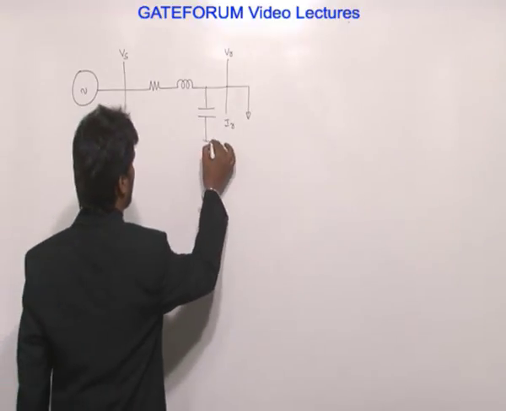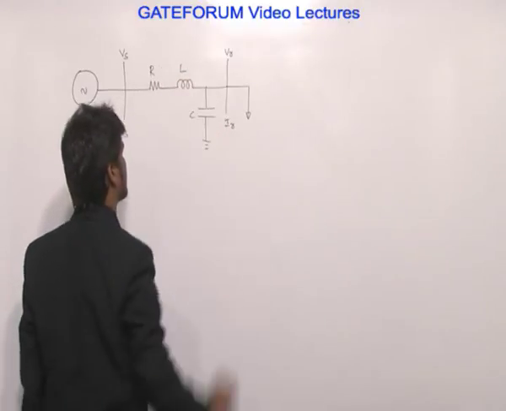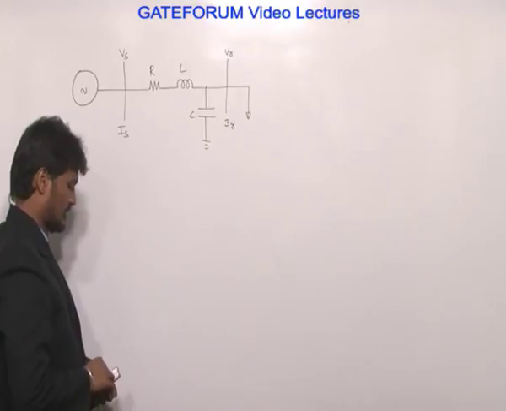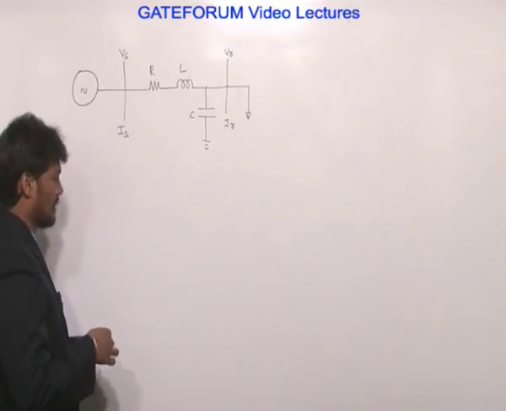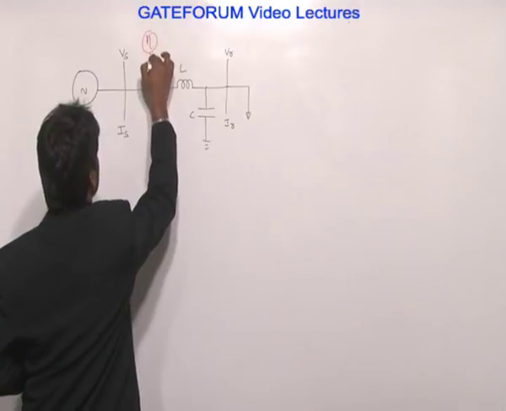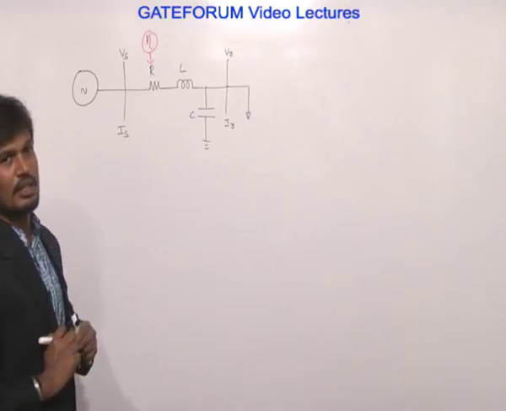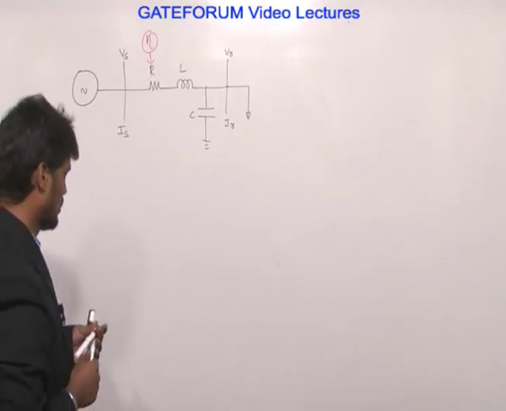Now the transmission line is represented by three elements: resistance, inductance, and capacitance, that is RLC. Already, the efficiency of the transmission line depends on resistance. The remaining two elements are inductance and capacitance.